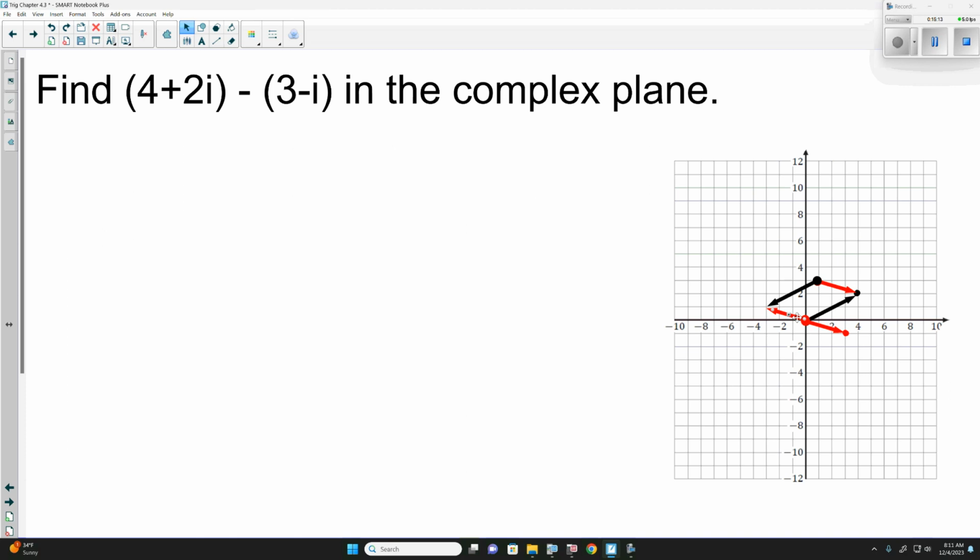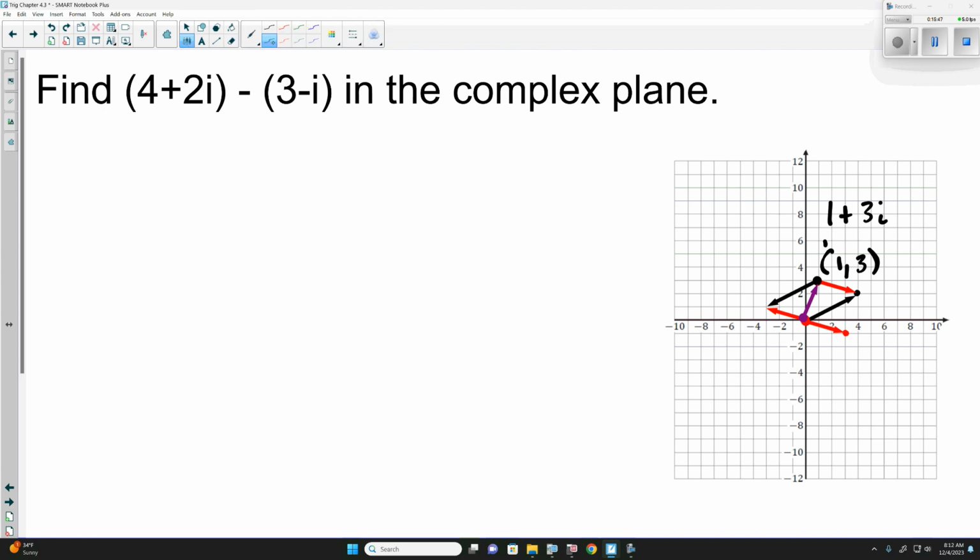Because in the end, our new vector is going to be going there between the two. But really what we have is the negative version of this vector, the opposite. It's flipping it. And at this point here, we're at the point 1, 3, or 1 plus 3i.